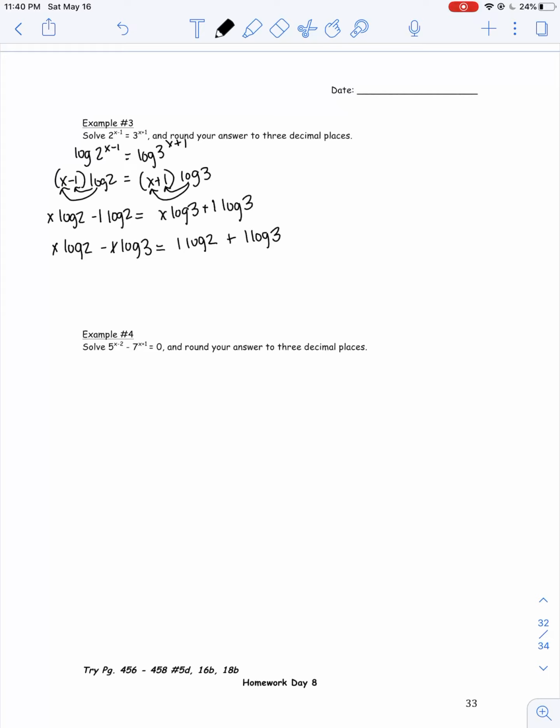So that was already there. Okay, so what I did was I moved this over to the left side, and I moved that negative 1 log 2 to the right side. So they kind of switch spots as long as you switch the signs with them.